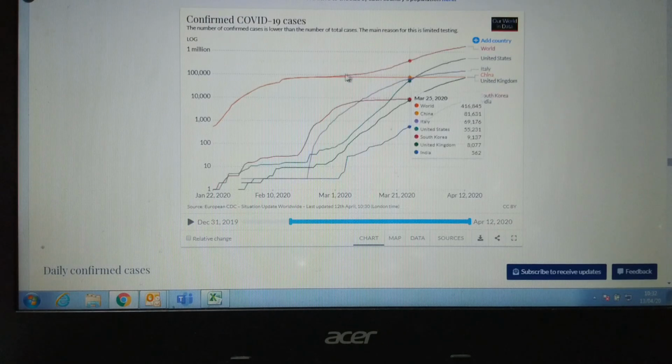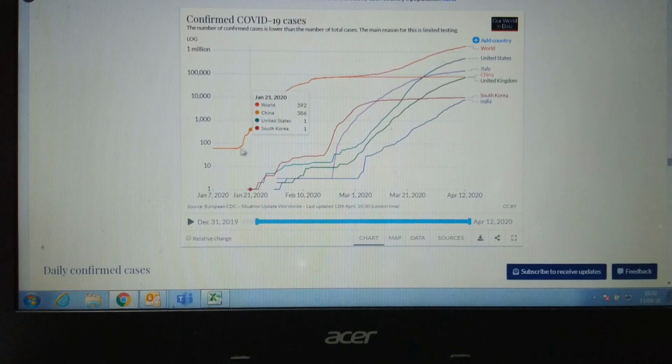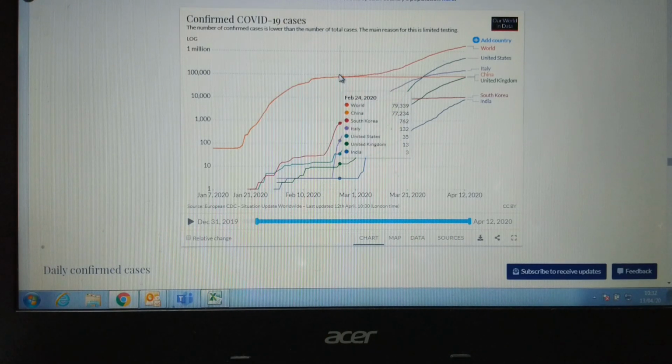So China, how long did it take to flatten it? January 22 and then this is February 14. But if we take this curve a little bit to the left-hand side, from here it started rising, January 17 to February 17. Let's give or take 1 month. So 1 month we will take.